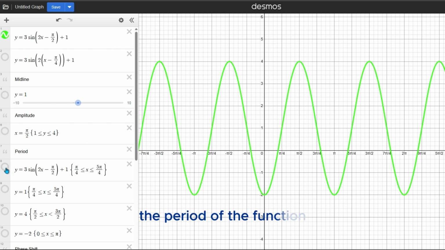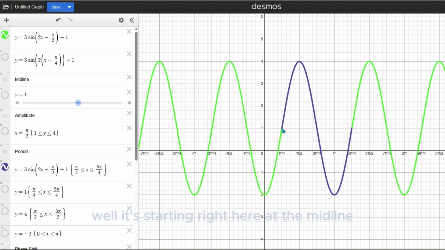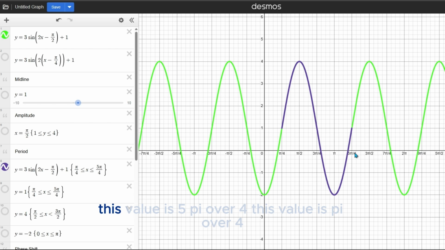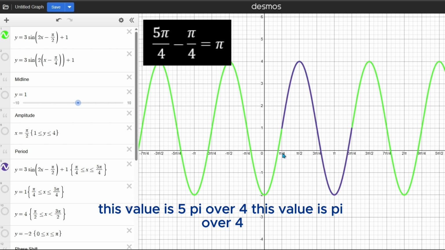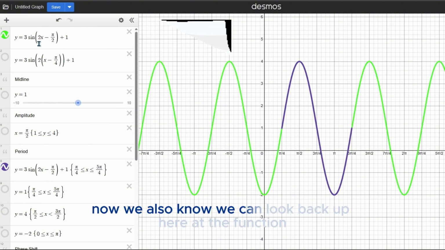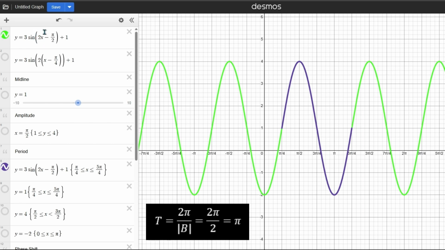The period of the function we can take a look at in a couple of different ways. We can look along the midline and say, well, it's starting right here at the midline and it completes one full cycle right here at the midline. This value is 5 pi over 4. This value is pi over 4. And when we subtract those two, we get a period of pi. Now we also know we can look back up here at the function and say that 2 pi divided by 2, or 2 pi divided by the absolute value of b, is going to give us the period.